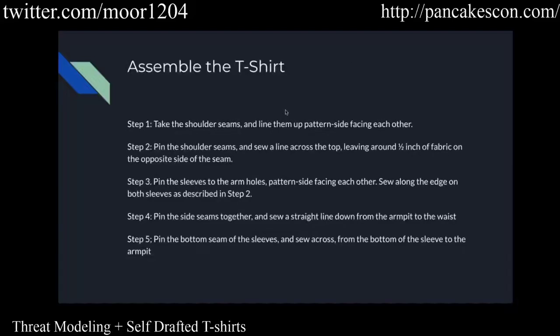So you're going to take the shoulder seams first and line them up inside out, basically. So the part of the fabric that you want to be on the outside when you actually wear it, you're going to put those 2 sides together and pin the shoulder seams together and then sew right across from one end to the other. And you're going to do the same thing for the other side of the shoulder seam. So there should be two shoulder seams, and you're going to sew them both separately inside out.